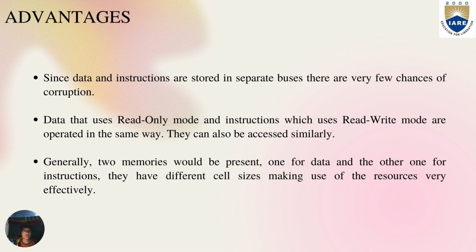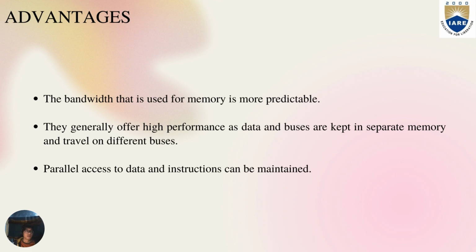Generally, two memories would be present, one for data and the other for instructions. They have different cell sizes, making use of the resources very effectively. The bandwidth that is used for memory is more predictable. They generally offer high performance as data and instructions are kept in separate memory and travel on different buses. Parallel access to data and instructions can also be maintained.